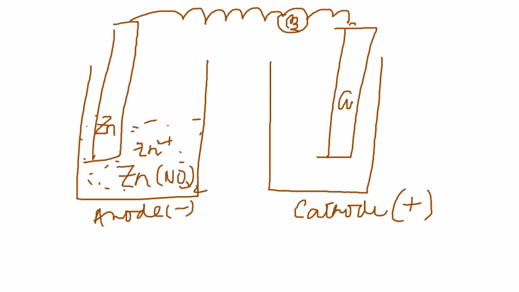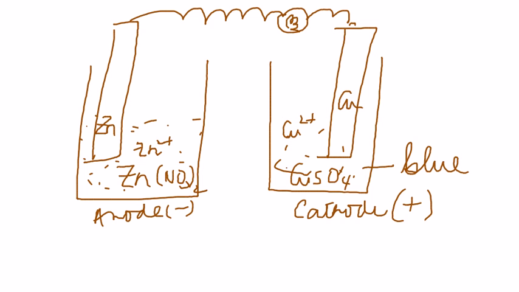And on the right hand side you have copper, which is immersed in copper sulfate. The neat thing about copper sulfate is that it's a blue color solution. So over a period of time, as copper gets used up in the reaction, you will see a fading out of that blue color. So you can monitor the reaction that way.